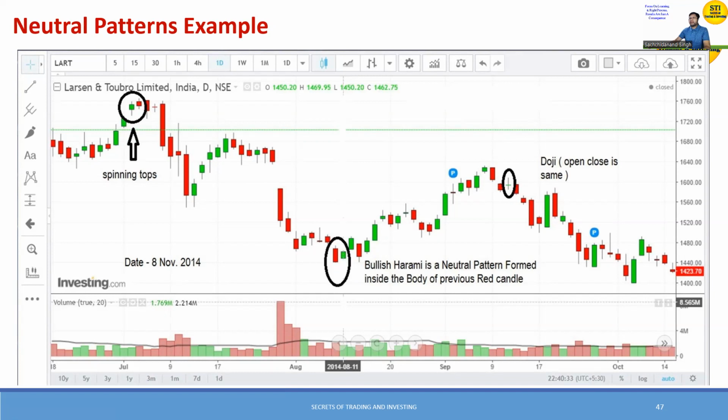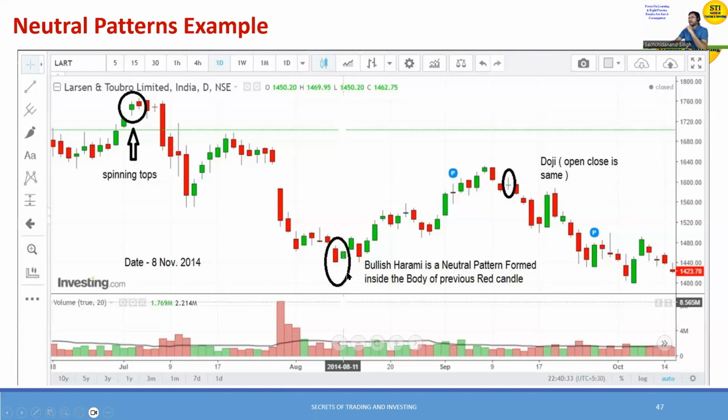Maybe just for understanding purpose, the combination of these two candles looks like a pregnant lady. Again, just for remembrance purpose, nothing to offend any lady here. Otherwise, you can remember there's a red candle, and in between the red candle, there will be a next candle, which will be a green candle.